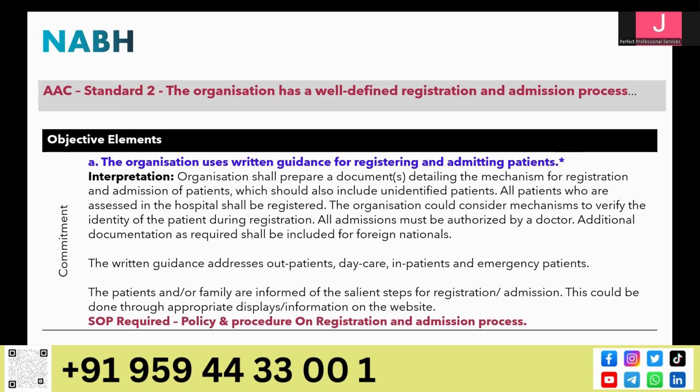Organization shall prepare a document detailing the mechanism of registration and admission of patient, which should also include unidentified patients. Okay, now what this means is, whenever any patient is coming to your organization, the registration and admission process should be well defined and documented, including unidentified patients. Many times in some organizations, a patient comes and the patient has no identity, no name, or no document by which we can know who the patient is. So for admitting such a patient also, we should have a process.